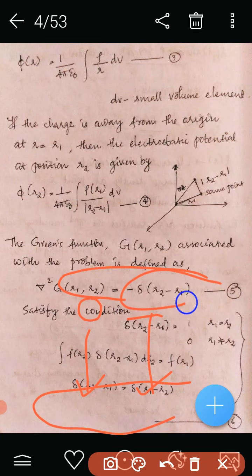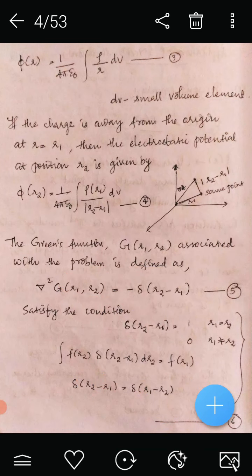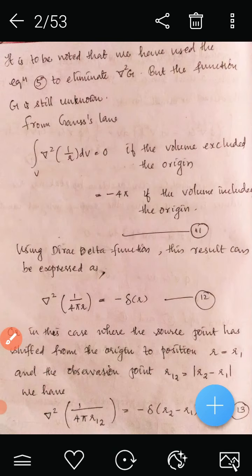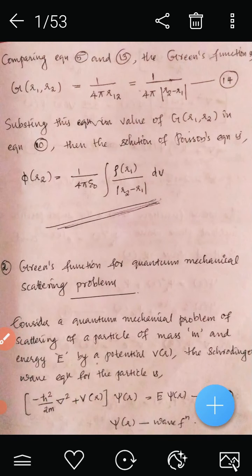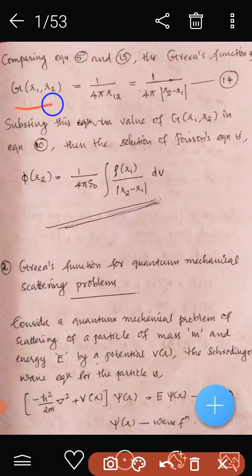In both the equations, the RHS is the same. So we can equate the LHS. The LHS is g of r1 r2. This function g of r1 r2 is equal to 1 by 4 pi r12, which means 1 by 4 pi modulus r2 minus r1. That is equation number 14.